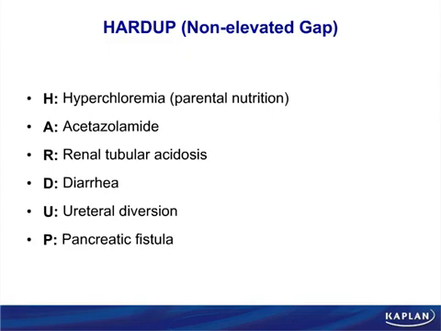So again, if you have a metabolic acidosis and the anion gap is elevated, do not pick diarrhea on the exam because diarrhea will be wrong. If the anion gap is normal, diarrhea could be a cause. Don't pick lactic acidosis if you have a normal anion gap. So, normal anion gap, you're HARDUP. If it's elevated, then think MUDPILES.